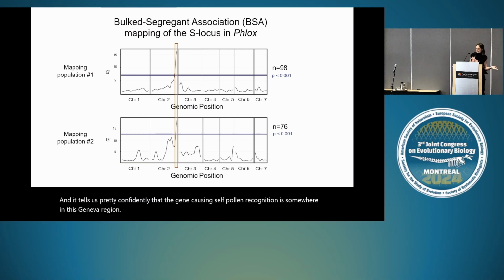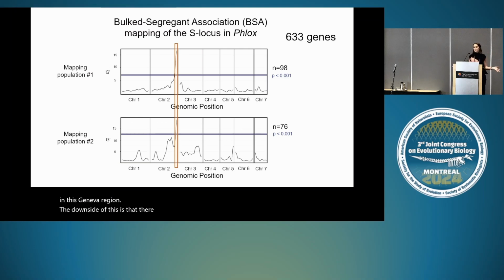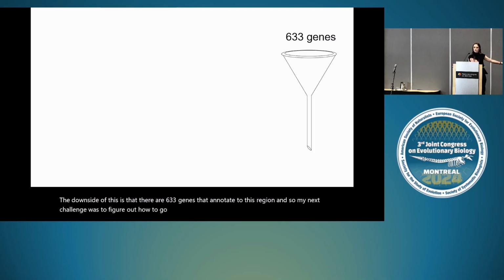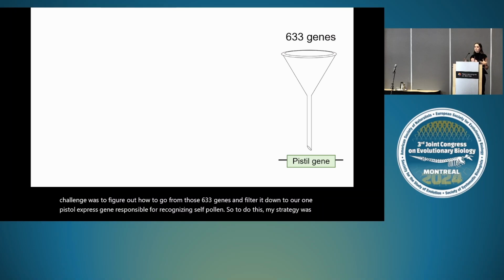The downside of this is that there are 633 genes that annotate to this region, and so my next challenge was to figure out how to go from those 633 genes and filter it down to our 1 pistil-expressed gene responsible for recognizing self-pollen. So to do this, my strategy was to develop predictions based on what we know about how other S loci function and evolve.